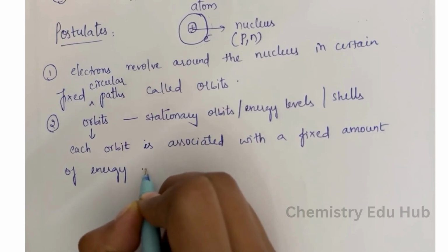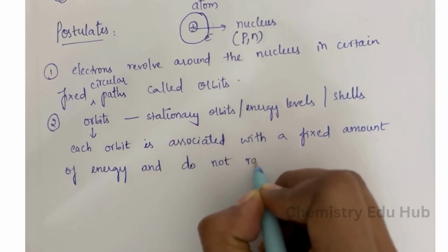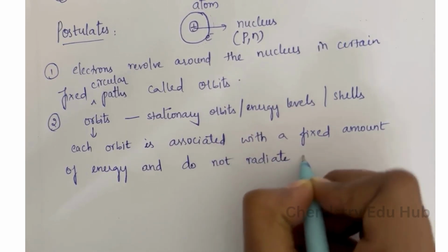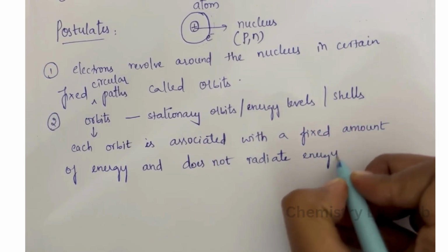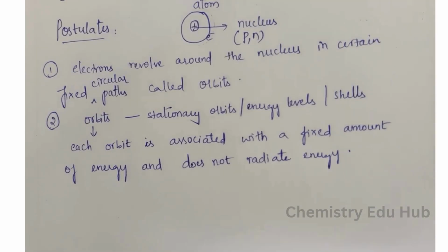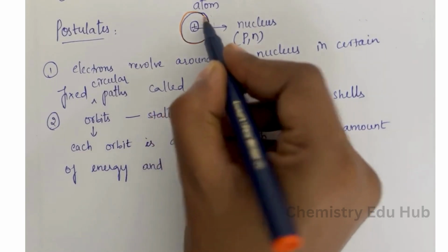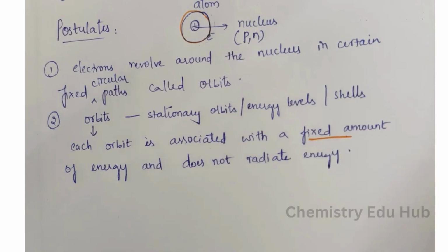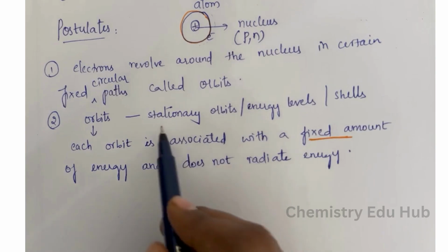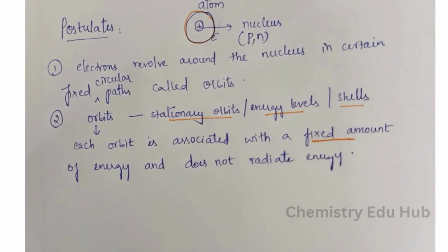And they do not radiate any kind of energy, which means as long as the electron is in a particular path, its energy is fixed. It does not lose energy or gain energy. Such shell or orbit is called stationary orbit or energy level or shells.